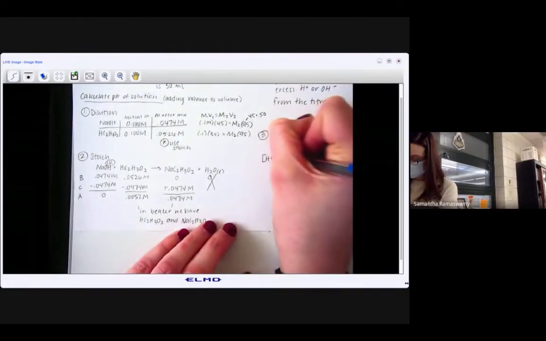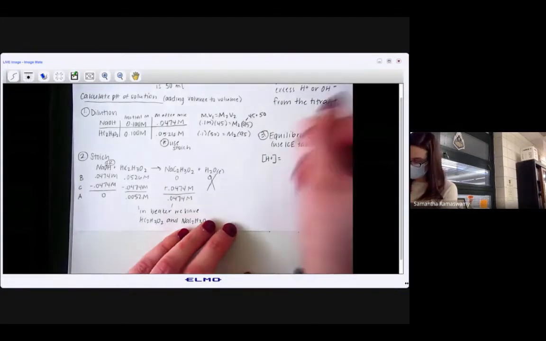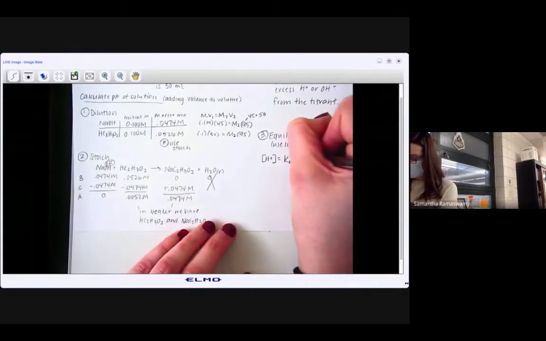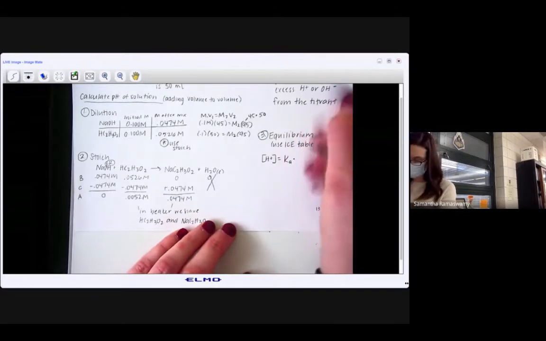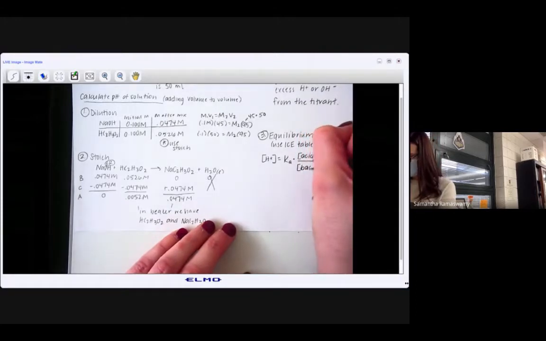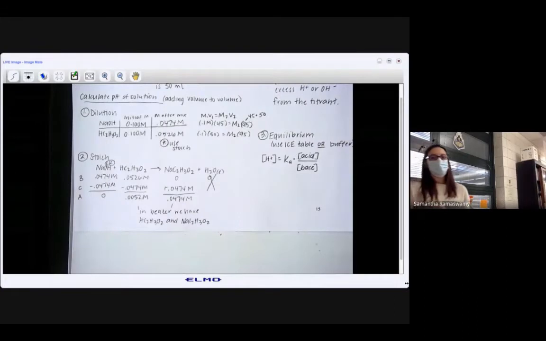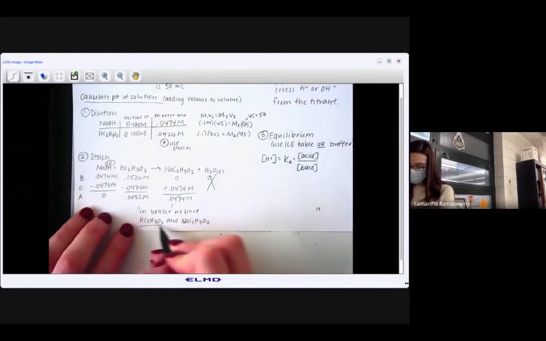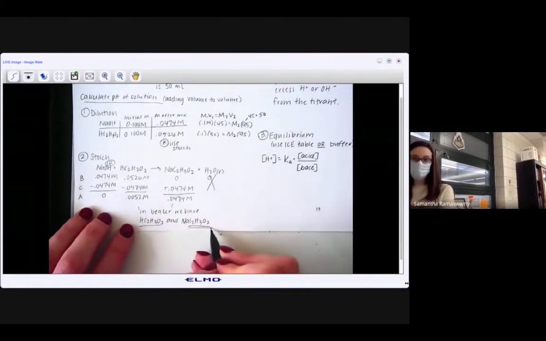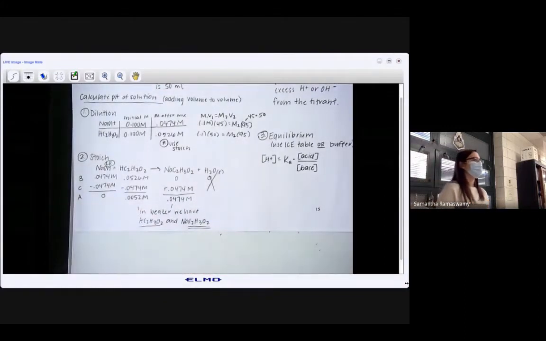The buffer equation is the concentration of H plus equals the Ka of the acid part of the buffer, and it's the concentration of the weak acid over the concentration of the weak base. So in a buffer, you always have a weak acid and a weak base. If you're asking how do I know this is a buffer? Well, here I have a weak acid and its conjugate base. A buffer has to have a weak acid and a weak base.